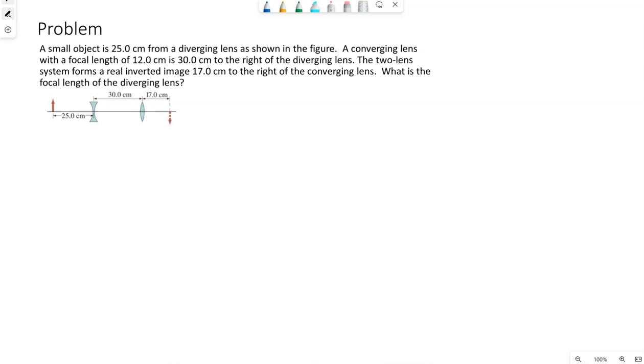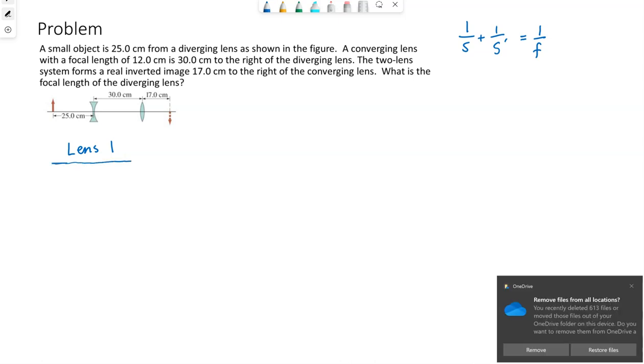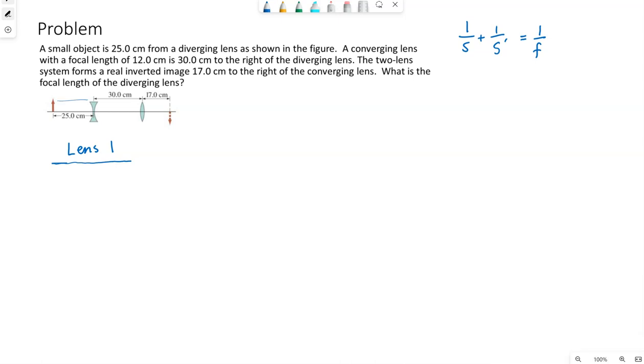So, two lens system, we can still use our equations that relate S, S prime, and F, but we can only use them for one lens at a time. The S, S prime, and F have to be measured from the lens we are doing the calculations for. To approach this problem, lens one is always the lens that the light will pass through first. So ultimately, it's the lens that has the object closest to it. So lens one is our diverging lens, and this focal length ultimately is what we are looking for. This is what we want to find.